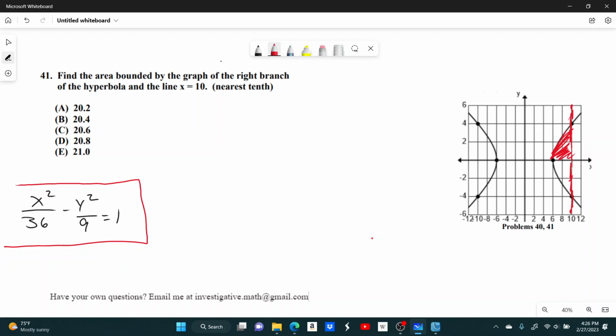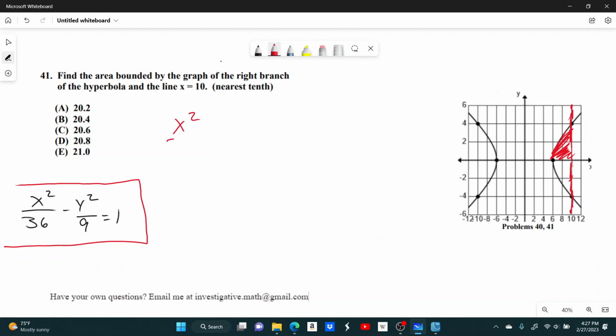If you missed how I got this equation, it's in the previous video for question number 40. But on a real test, you would have already had this equation, so I'm not going to go through the derivation again. So we just have to get this in terms of x.